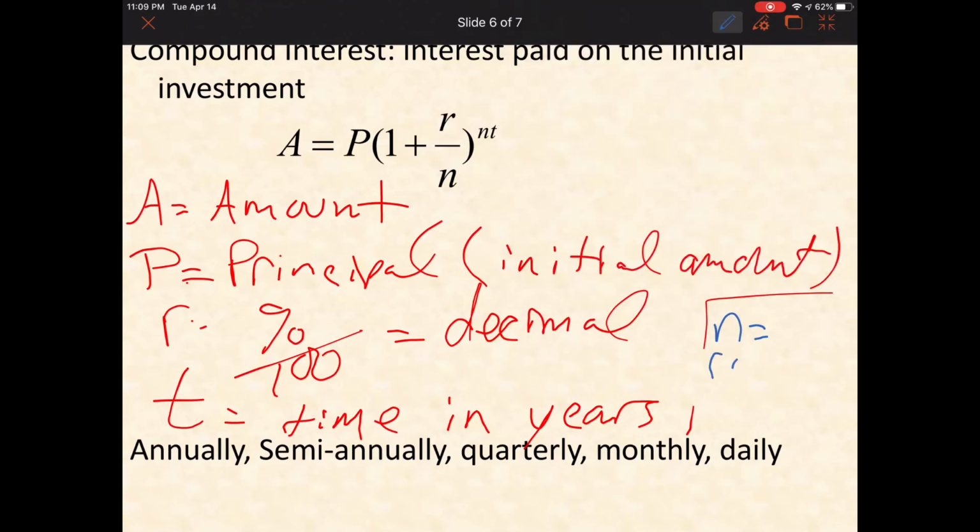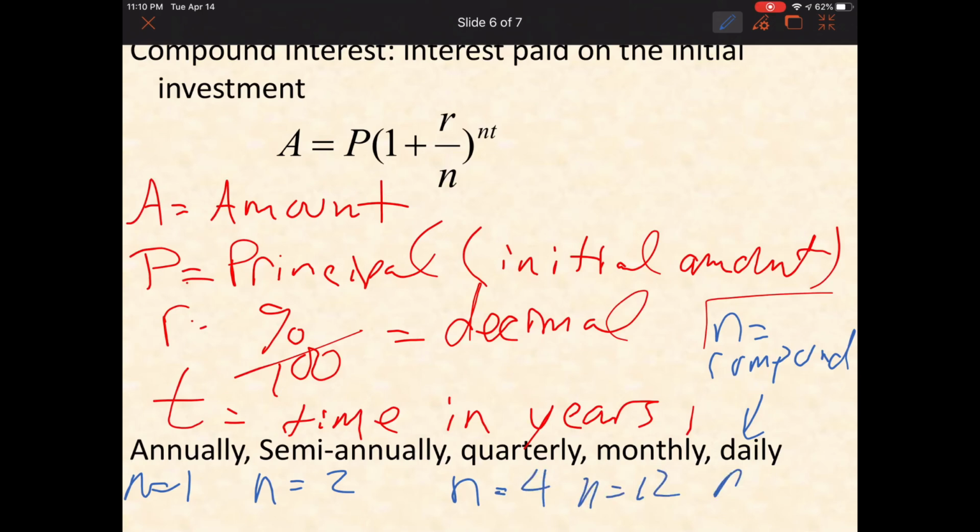So this is the compound value. All right. And those are these guys. So here, N would be 1 because annually is 1, right? Semi-annually is 2. Quarterly, of course, is 4. There are 12 months in a year, and there are 365 days in 1 year. So these are your compounds. These are your N's in the blue.